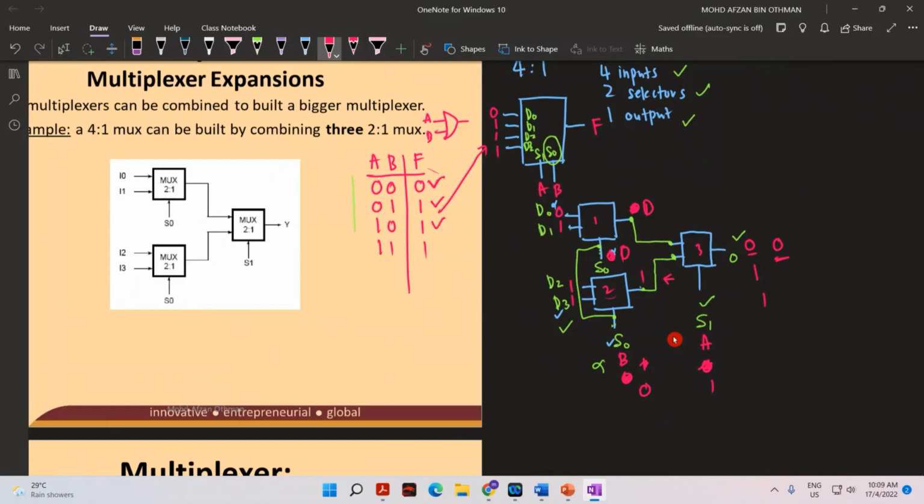Betul. And last but not least, when A and B is 1, 1, so masukkanlah A 1, B 1. So yang ni pun jadi 1. So bila 1, output is coming from D1. So yang ni akan jadi 1. And untuk multiplexer kedua, output is coming from D3, which is 1. And multiplexer ketiga, since your A is 1, so the output is coming from here, yang bawah ni, 1. Okay, which is correct.